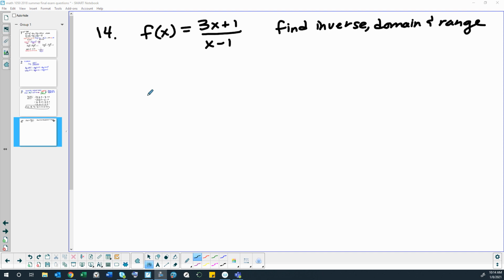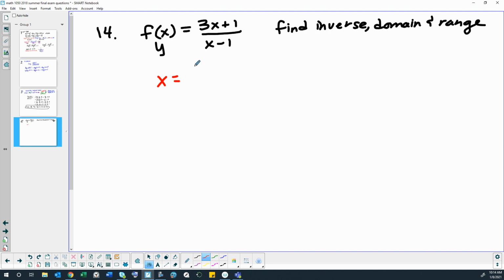Lesson 17, number 14. This is finding the inverse of a function. Our function is f of x equals 3x plus 1 over x minus 1. So what we're going to do first is remember that f of x represents y. And then we're going to trade the x and y, because when you have an inverse function, the domain and range trade. And since x is representative of the domain and y of the range, we just need to trade those two variables to find that inverse.